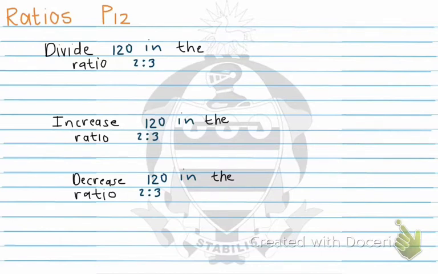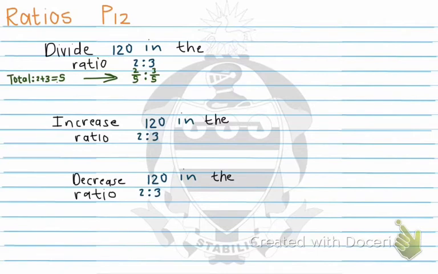Okay, the first example here. They ask us to divide 120 in the ratio 2 to 3. Now, when you hear the word divide, you must immediately look at all the different parts in this ratio. A 2 and a 3 together gives me a total of 5 different parts. The 2 plus the 3 gives me 5 parts. So the one person will get 2 of the 5 parts, while the other person will get 3 of the 5 parts.